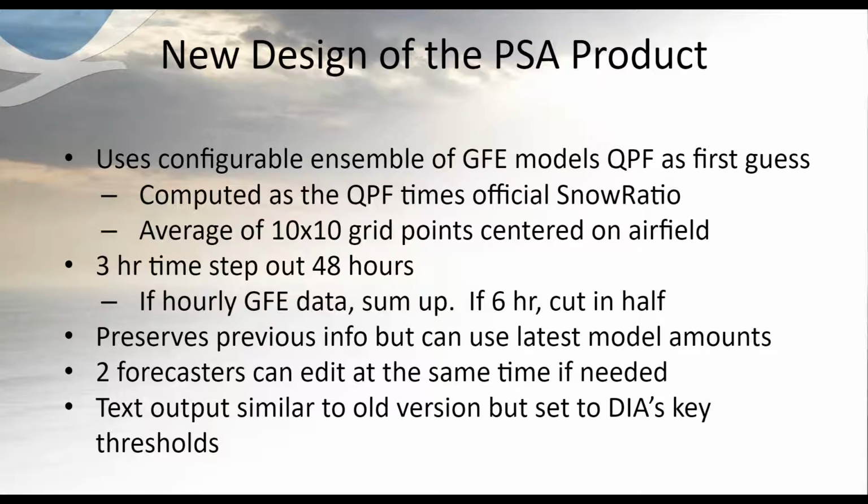We also preserve the previous product info as best as we can, but you can always use the latest model amounts if you want to. The neat thing is 2 forecasters can edit it at the same time if we happen to split. If the event splits over whatever time frame the forecasters are working, we can do it that way. And in the end, the text output is similar to the old version, but it's set to their key thresholds. DIA actually didn't want much of a different format to the text. What they really wanted was a graphical depiction, and that's coming in the next steps.